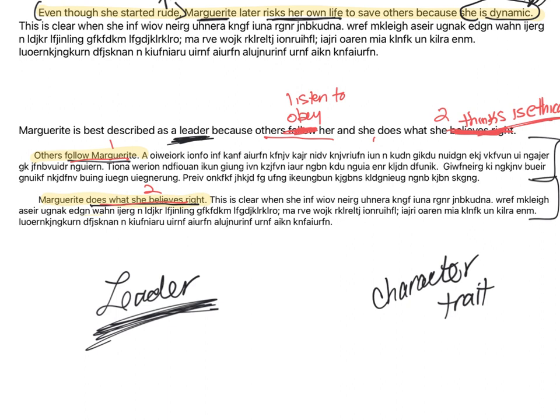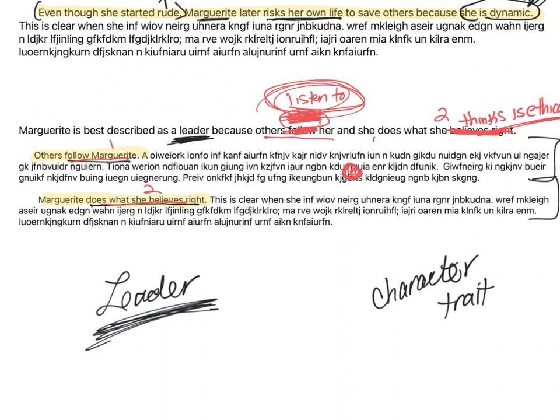The first one, that others follow her, well, it might be that others obey her. It might be that others listen to her. It would really depend on what the specific evidence says. And because I didn't copy the student's entire paragraph, I don't actually remember. But I would probably go with one of these before I would just repeat the exact words, "follow Marguerite" and "does what she believes right."